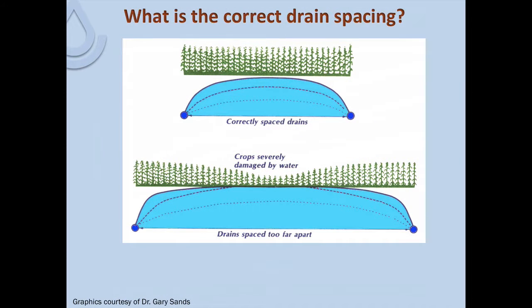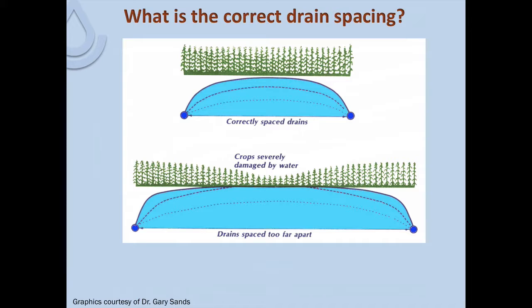If we look at what is the correct drain spacing, then again, we want to get those spaced such that we get the water table out of the top part of the root zone in a timely fashion. But if we space those drains too far apart, as shown in the bottom part of the figure, we just don't get that water table drop quickly enough in between the drains, and so we start to see that impact on crop growth and yield in between the drains.